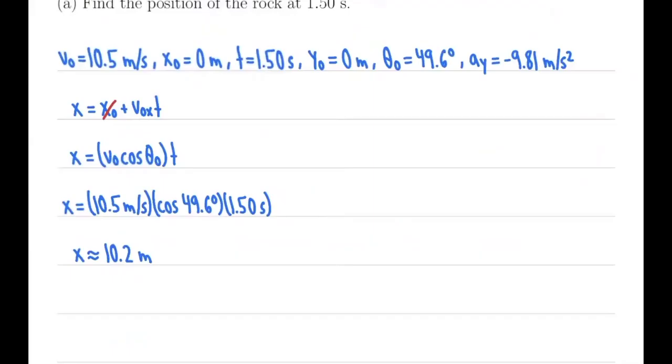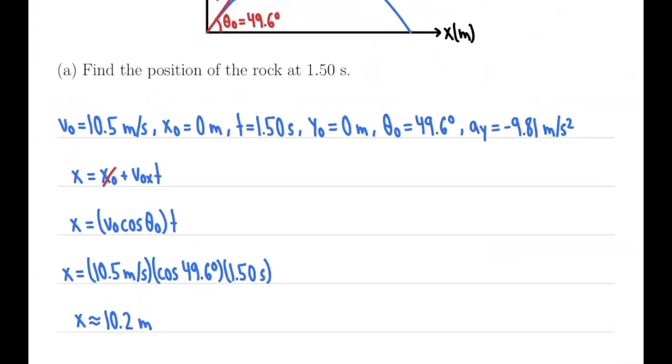Make sure you put it in degrees, not radians, in your calculator. Very, very important. Now let's find the y position.